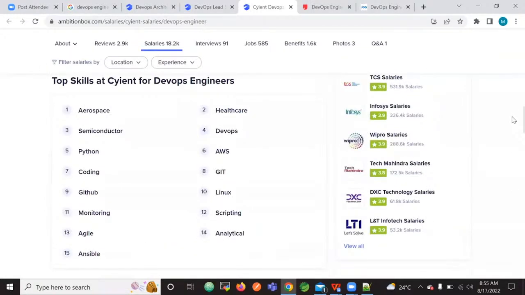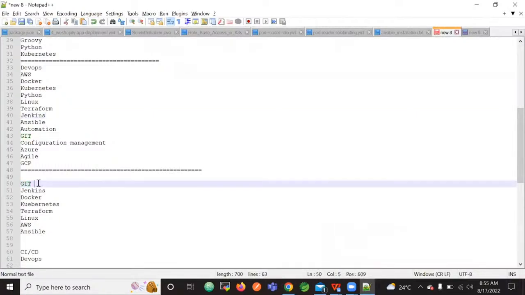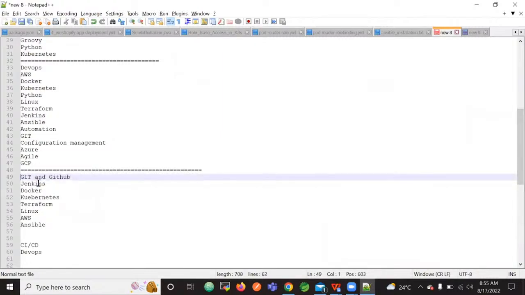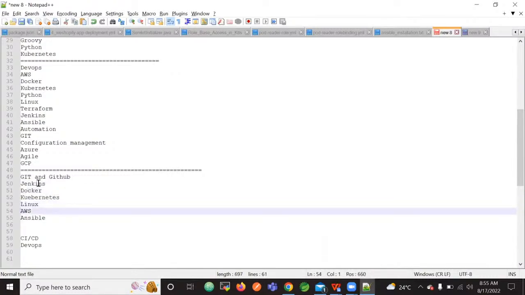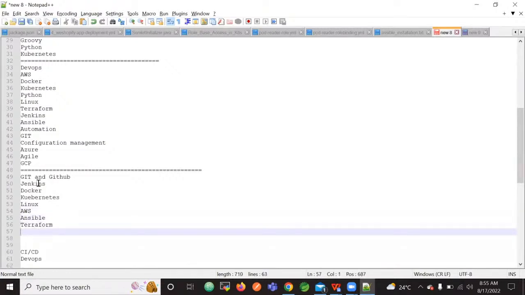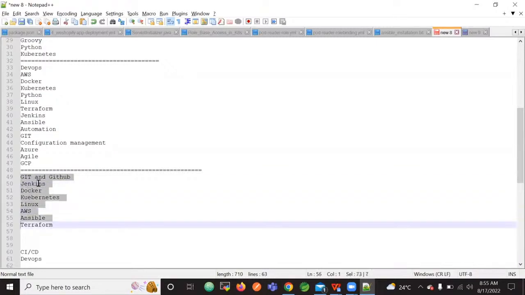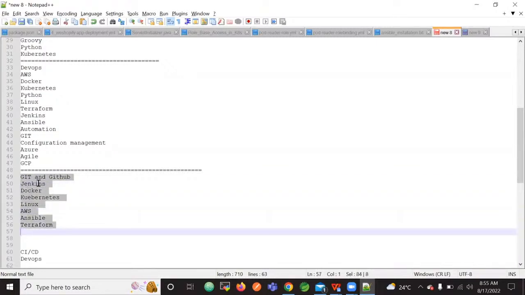Right? So any DevOps job role you will take nowadays, Git and GitHub may be similar source code management repository tools. Jenkins, Docker, and Kubernetes. Linux, Ansible, AWS. These are all common tools. Any job role you take, you'll go to Naukri, Monster, anywhere, these are the common tools that we can see.